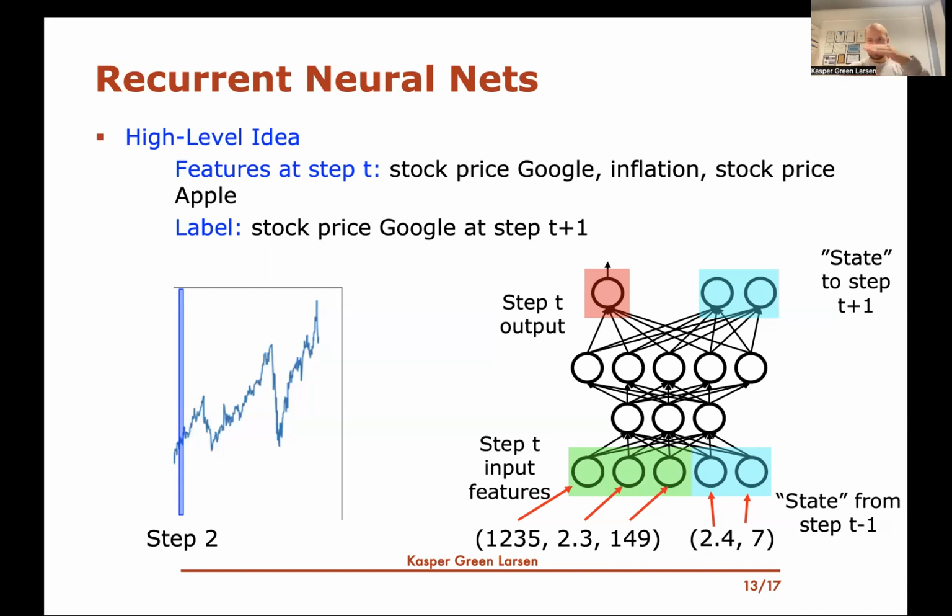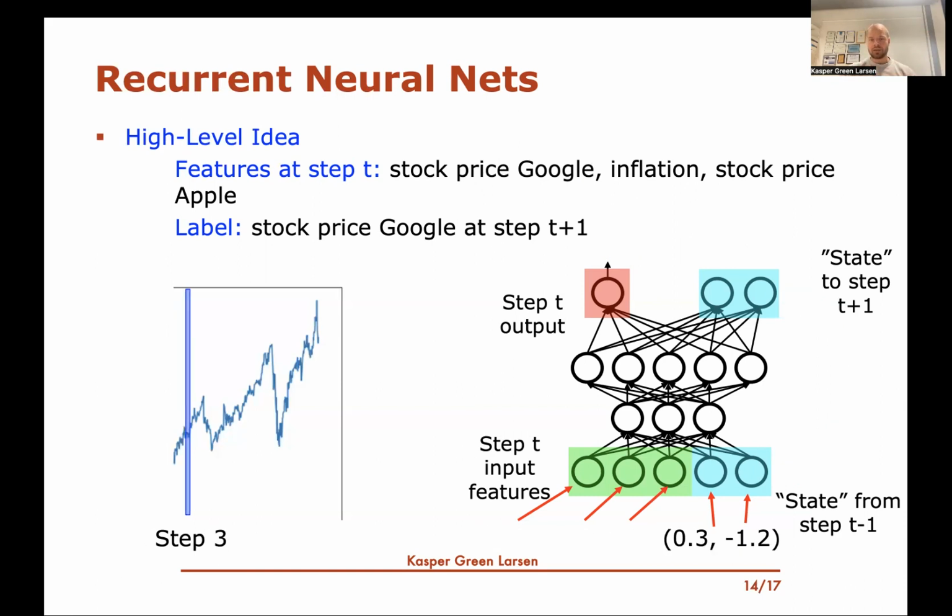So we process the neural net as a feed-forward neural net. Out comes a prediction for the stock price at step 3. And out comes also a new state that we want to forward to step 3. So this is, say, 0.3, minus 1.2. So this is the processing of step 2. What we do now is take this vector giving the state that we output, and we want to send it to the next step, and we feed it into the neural net again for step 3, right? So this is now the feature vector that comes in at step 3 down here.